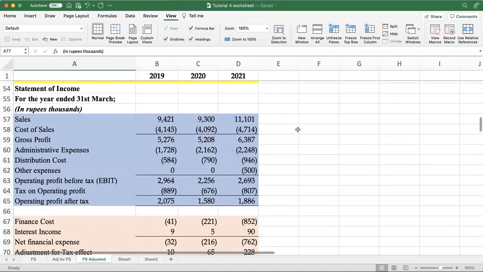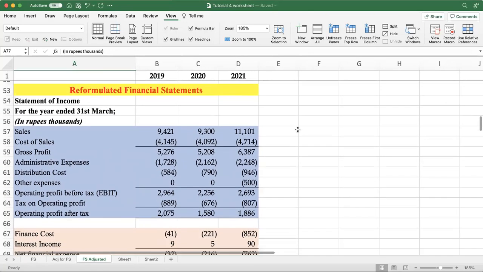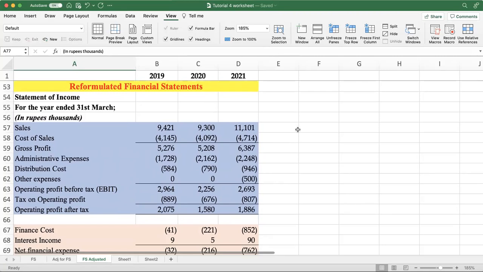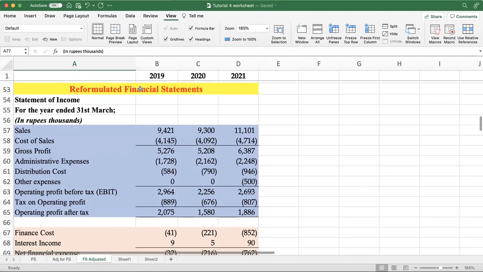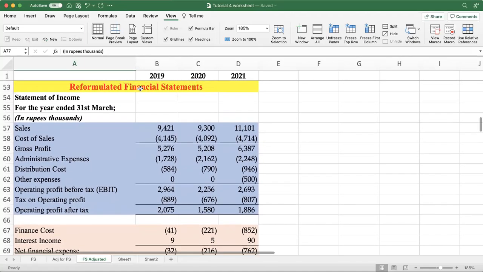Right. So you can remember, last time we adjusted the financial statements. You see tutorial number 4. Then we reformulated, reorganized financial statement items to suit our analysis. Now you see these are reformulated financial statements.